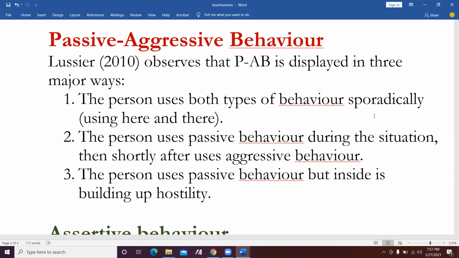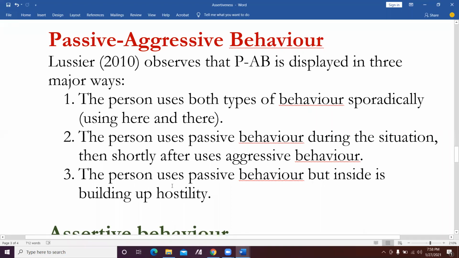At one time you become passive, at another time you become aggressive. The person uses both types of behavior. The second major way: the person uses passive behavior during the situation, then shortly after uses aggressive behavior. In front of me you use passive behavior, then after finishing this lecture, you use aggressive behavior toward another person. That is one major way under passive aggressive behavior.